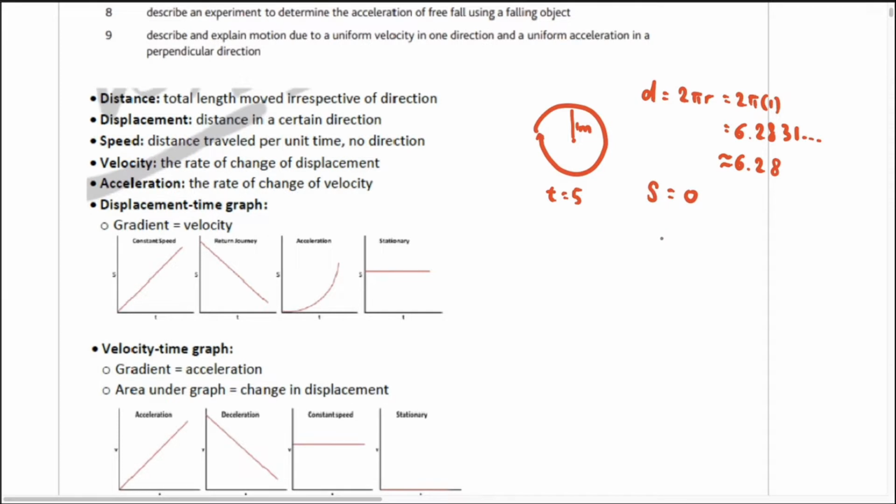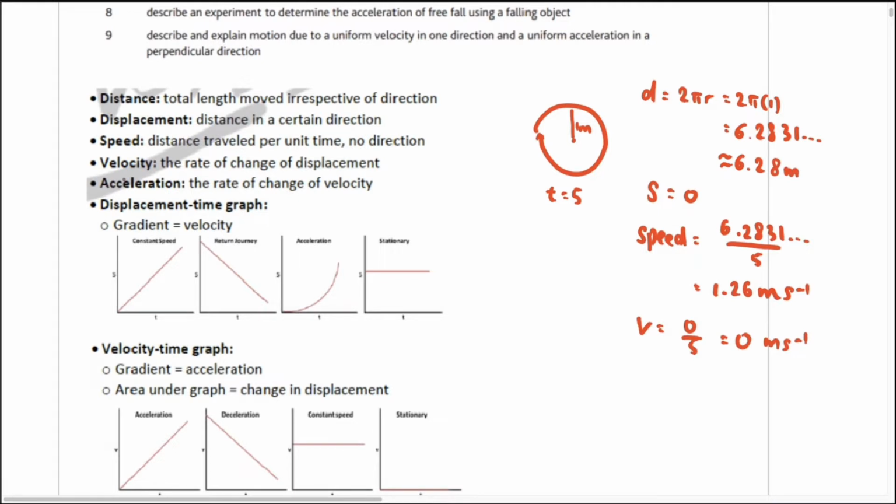And now speed. We take 6.2831 divided by 5, and then we get the speed. So the speed is 1.26 meters per second. Okay, velocity. Velocity is displacement over time. So displacement 0 divided by 5. So the velocity is 0. So you will see something like this. Okay, so that is the four of these.